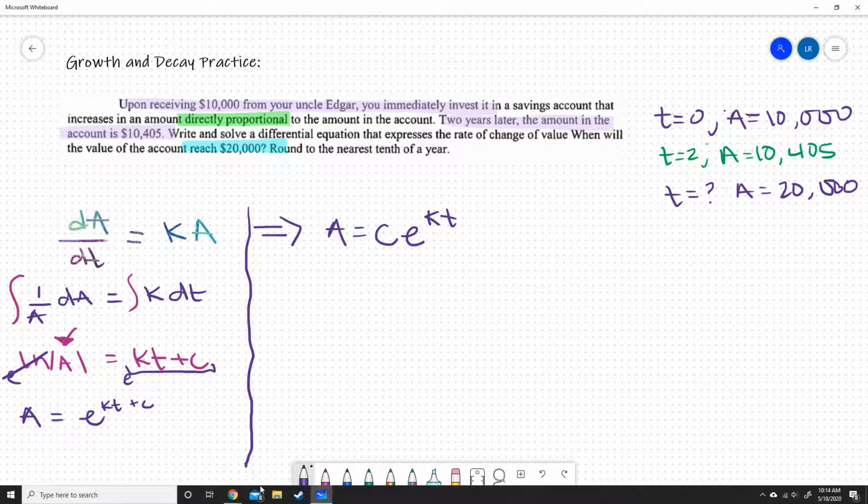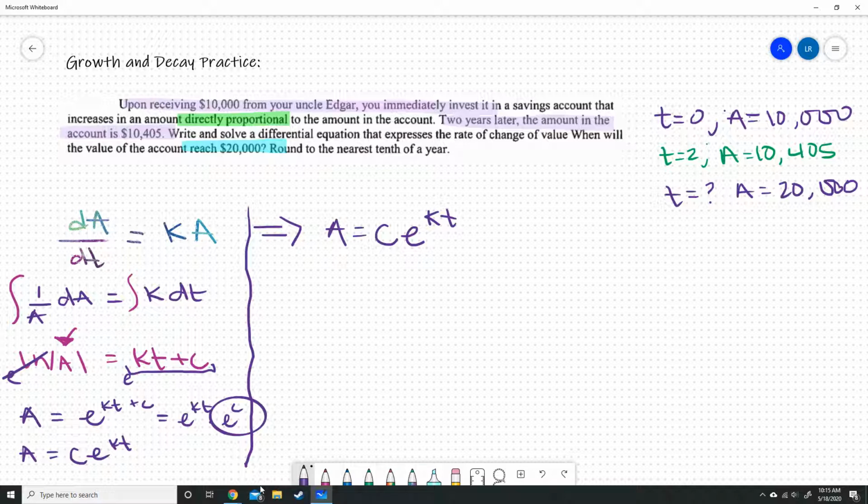But our exponent properties say that this is the same thing as e to the kt times e to the C, and e to the C is just a constant. And so A equals C e to the kt. So that's just the derivation of this equation here. Now that equation should look super familiar to you from pre-calc or from Algebra 2. And so what we did here was we showed on the calculus side of it where this equation came from and why. And really it's looking at the rates of change and the amounts.